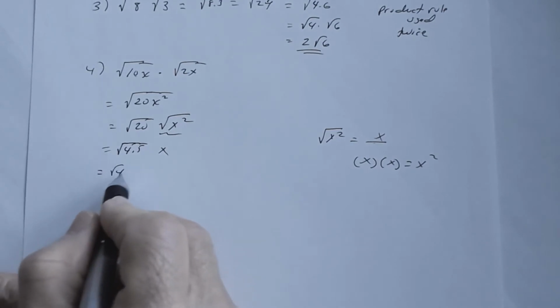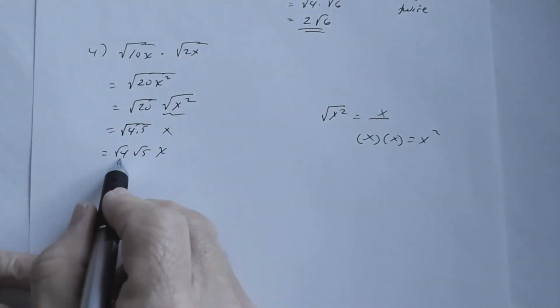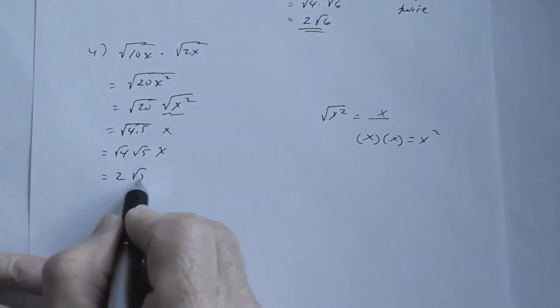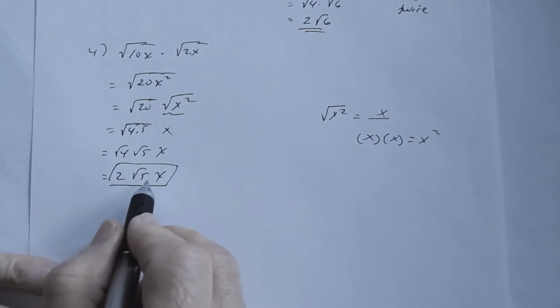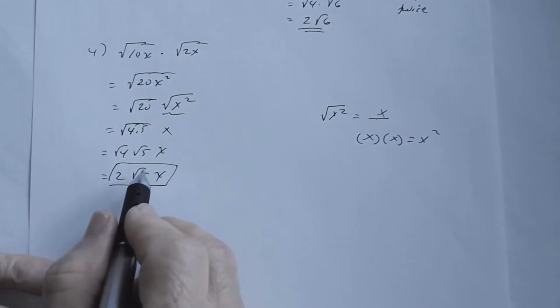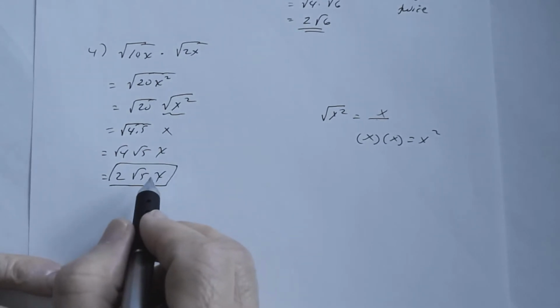So that's the square root of 4 times the square root of 5 times x. And so the square root of 4 is 2. So I get 2 square root of 5 times x. And you can leave your answer like this. But remember, you got to be careful how close you put that x, because you don't want to extend the square root symbol to where it looks like the x is underneath.